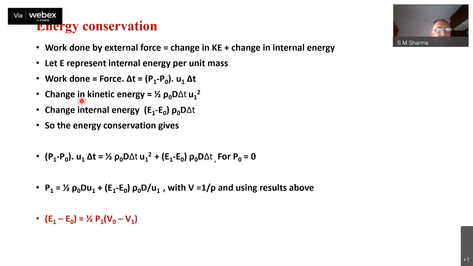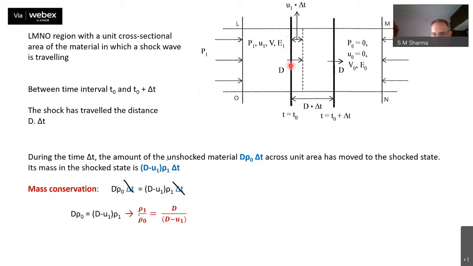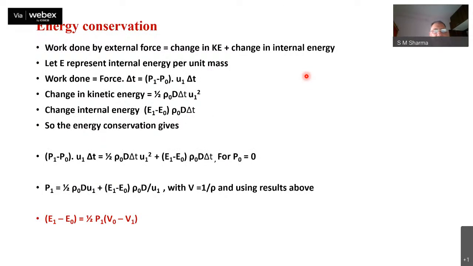And the change in kinetic energy is because kinetic energy has now been gained by the material I showed earlier. This much material has gone under shock, so it has gained the speed u1. So it is rho naught D delta t u1 squared, half of that, is the kinetic energy it has gained. And the change in internal energy, if we represent E as energy per unit mass, is (E1 minus E naught) into rho naught D delta t.